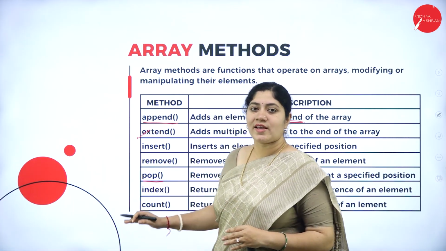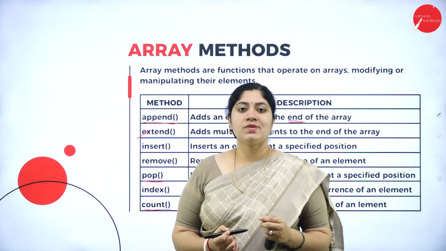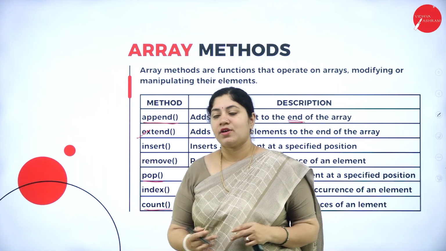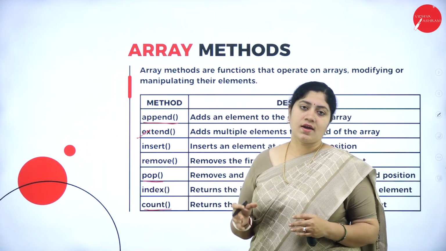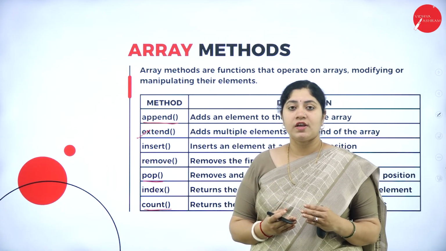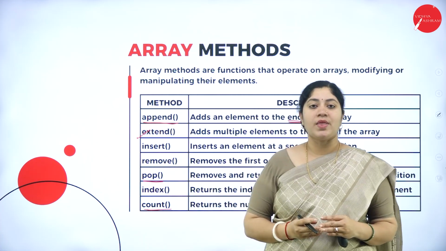Next is none other than count. This is responsible for returning the number of occurrences of an element. So these are the different methods that we can utilize inside our program to consider any manipulations or modifications of the array. So these are the array methods.